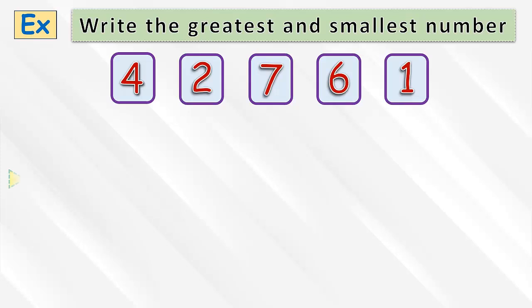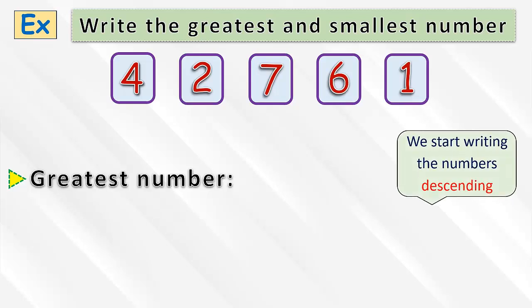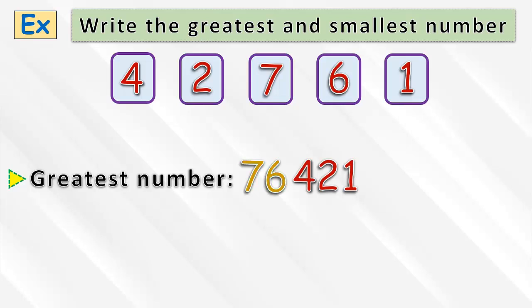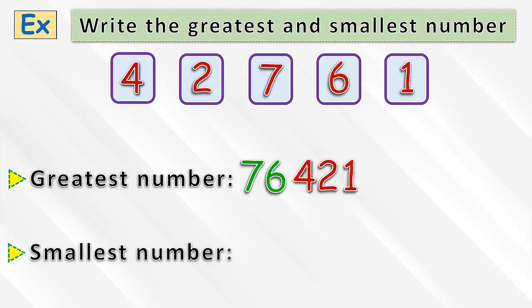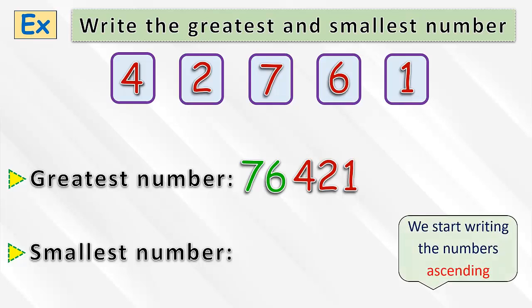In principle, in order to form the greatest number of these cards, we start writing these numbers in order from the greatest number to the smallest number, from the left. Then we start with the number 7. And then we write to the right the number 6. And then the number after that from the cards is the 4. Then we write the number 2. And the last number we will write will be the number 1. So the greatest number of these cards will be 76,421.